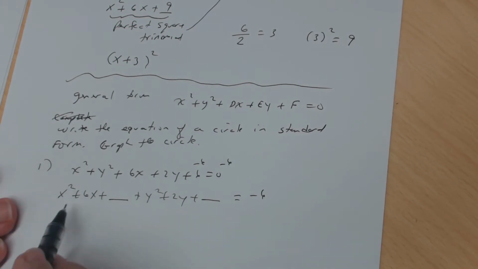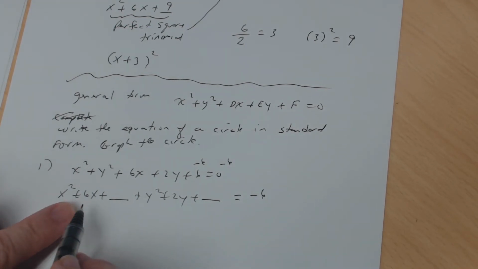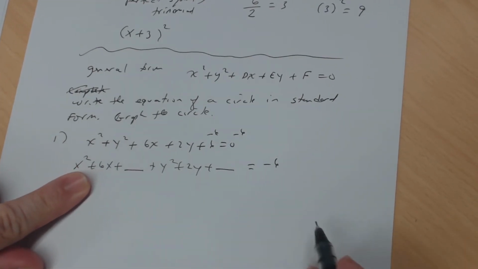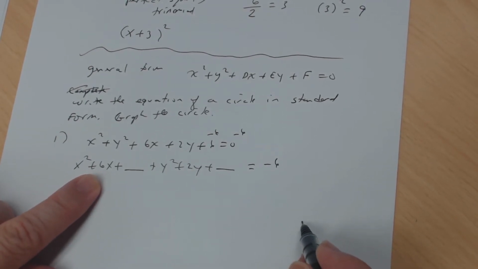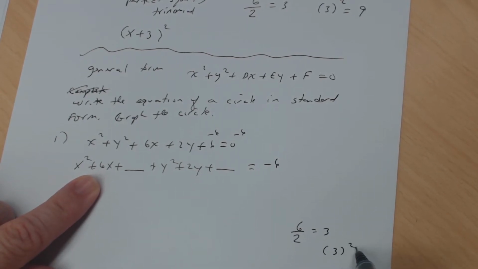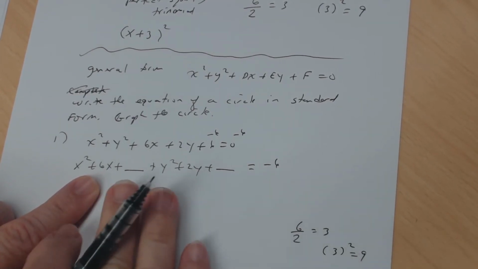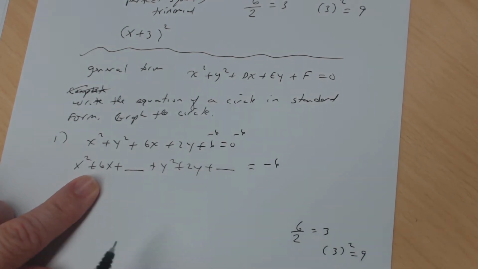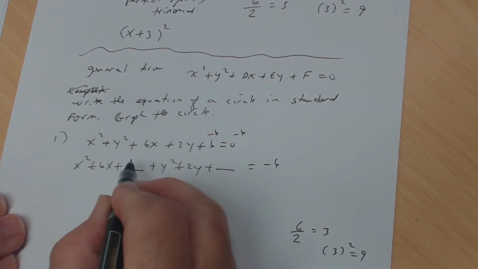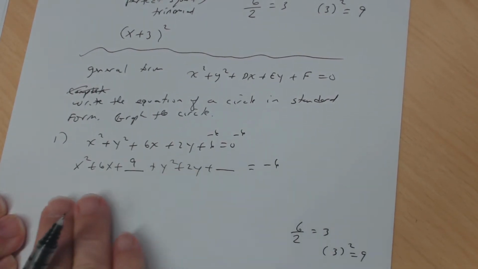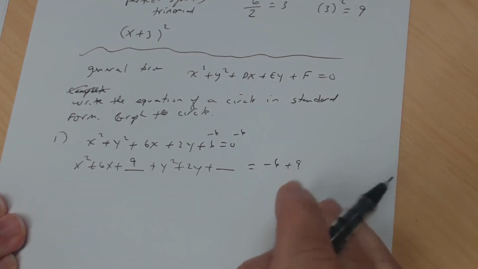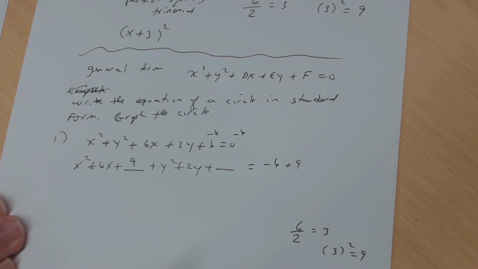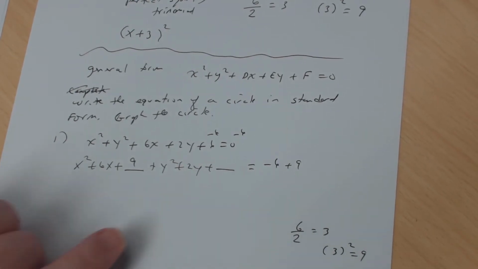Okay, so let's complete the square in the x. So remember, you take half the coefficient of x, so it's 6 divided by 2 equals 3, and then we square 3, and we get 9. But remember, this is an equation, so you've got to keep it balanced. So if I add 9 to the left side, I've got to add 9 to the right side. Okay? All right, now let's do the y's.